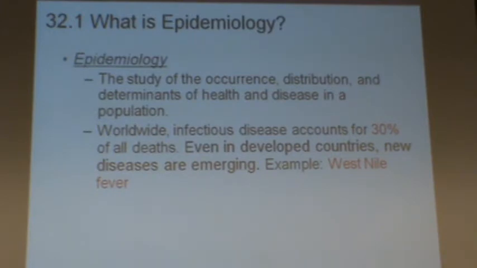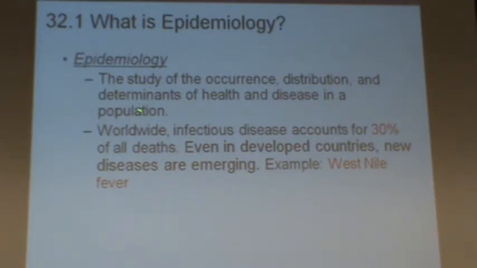This is the start of epidemiology. Epidemiology is basically studying the occurrence, distribution, and determination of health and health-related disease in a population. It doesn't have to be a human population, it can also be animal. Like in the lab, we actually study Australian rabbits instead of a human population.